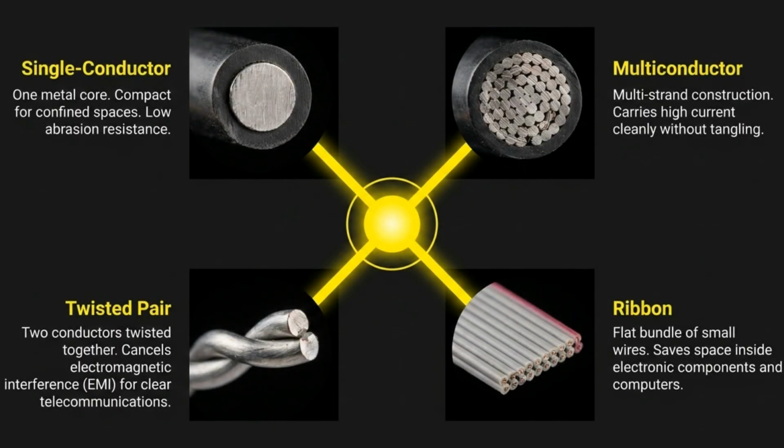Cable construction varies for different purposes. Single conductor cables are compact for confined spaces. Multi-conductor cables carry high current without tangling. Twisted pair cancels electromagnetic interference for telecommunications, and ribbon cables save space in electronics.